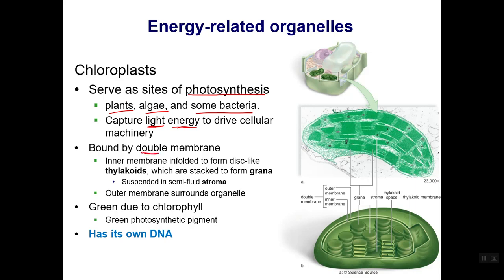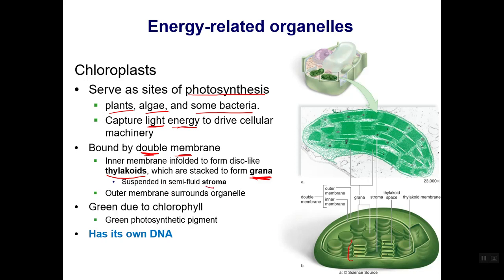They're bound by a double membrane. They have an inner membrane and an outer membrane. The outer membrane is seen here. It's on the outside of the organelle. And then the inside membrane is organized into little discs. You can see all these various little discs. We call those disc shapes thylakoids. And then the thylakoids are stacked, and those stacks are called grana. Each individual little disc is called a thylakoid, and the stack of discs is called the grana.